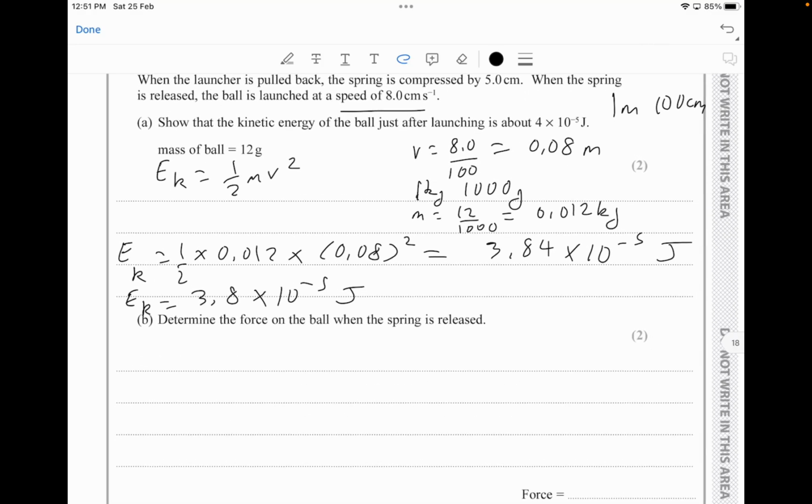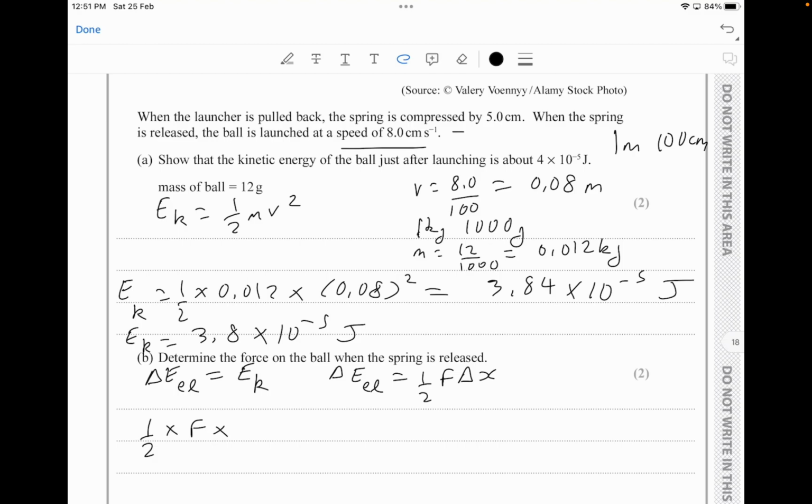Now, determine the force on the ball when the spring is released. What we have to do is equate the elastic potential energy to the kinetic energy. So the elastic strain energy is equivalent to the kinetic energy. We know that the elastic strain energy is equivalent to half F delta x, so half times the force times the change of x.